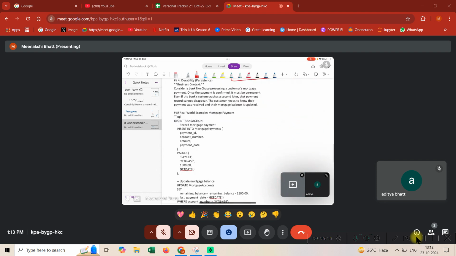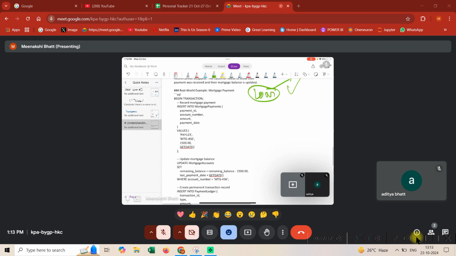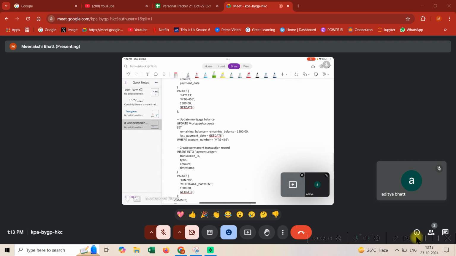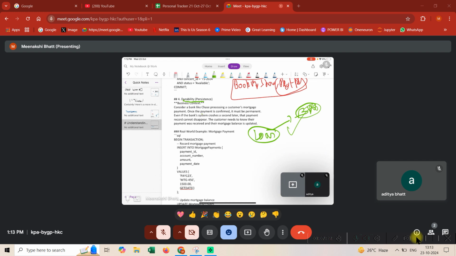So guys, the last thing is durability. This is also very important. If you will understand this, let's say you have given a loan application. Okay, now suppose you're taking a loan from a bank, and then the bank has approved the loan. So see, now what will happen is that once the payment is confirmed, it must be permanent, right? Let's say the loan is being transferred to your bank account, and for some reason the bank server goes down or something like that happens.